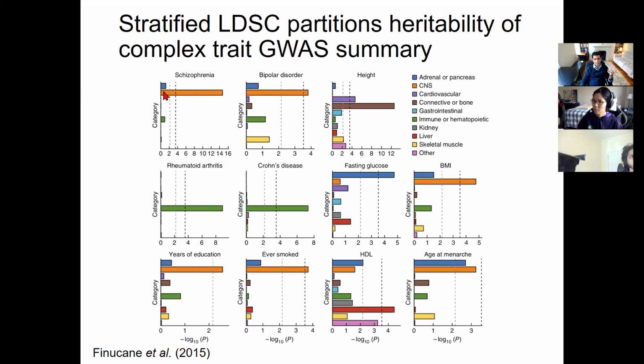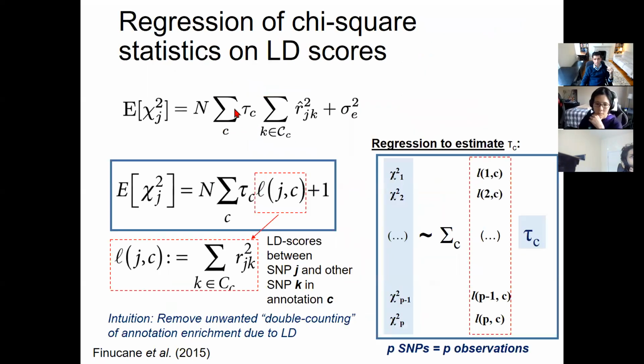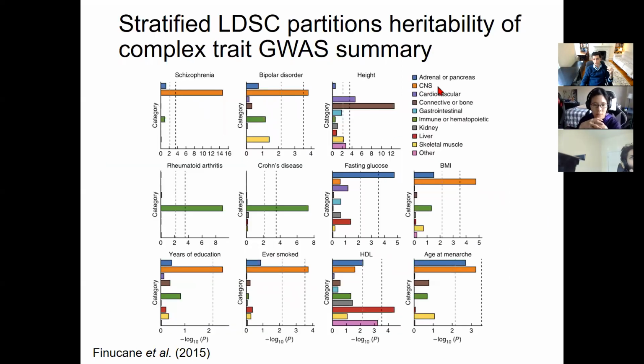And when you do that, you can basically see that the heritability partitioning of schizophrenia across these different functional classes, so basically these are the classes that we're looking at, across these different functional annotations, concentrates specifically in enhancers active in the central nervous system. For bipolar disorder, same thing. For height, it concentrates in connective bone and cardiovascular annotations. For Crohn's disease and rheumatoid arthritis, it concentrates in immune and hematopoietic enhancer annotations.